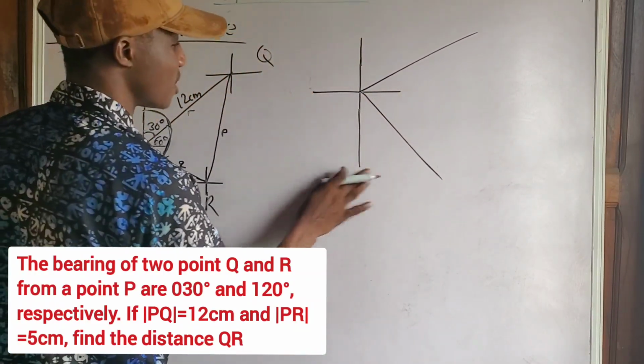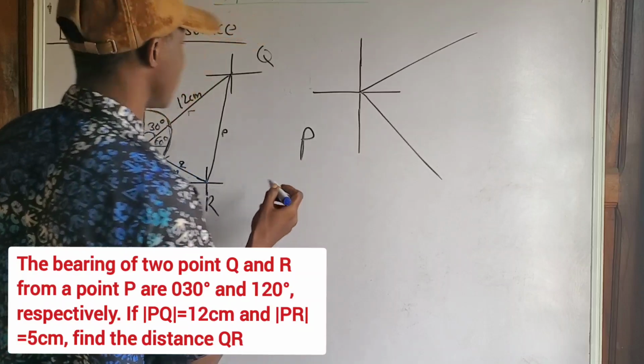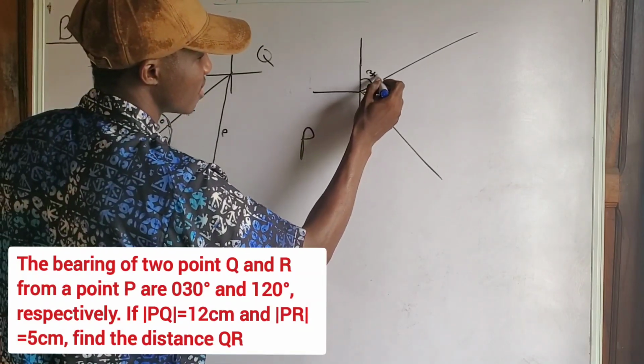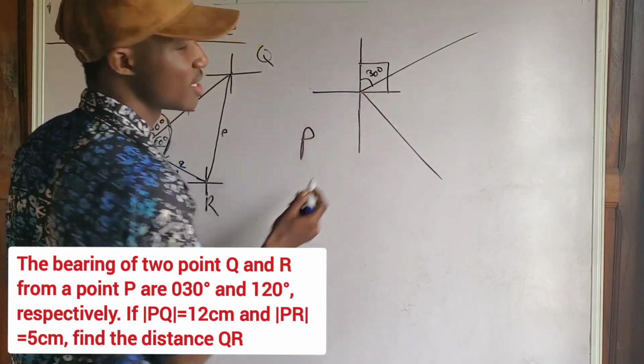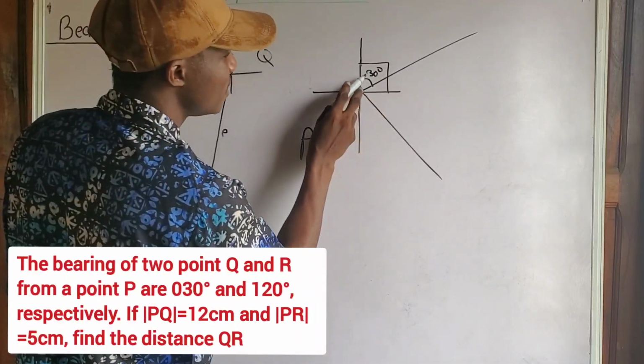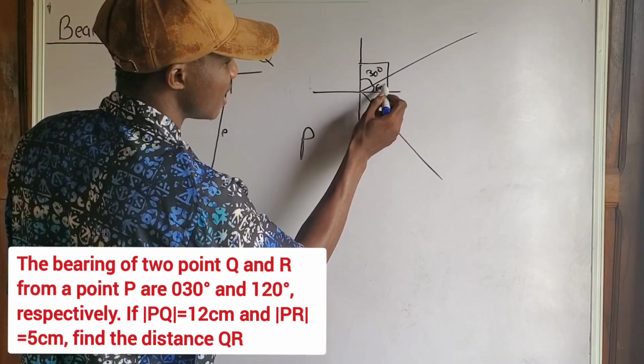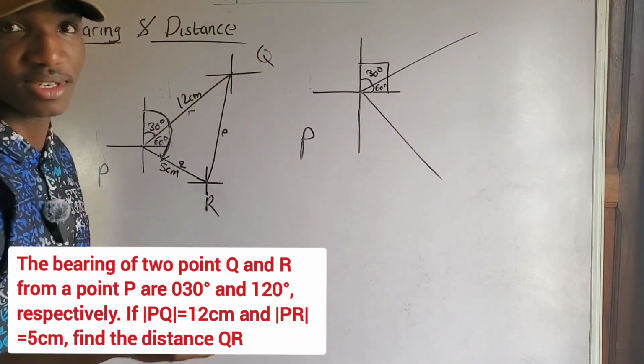Okay, this is point P, okay? Now, this one is 30 degree. Now, from this point to this point is what? 90, right? You know? So, if this is 30 degree, this is what? 60 degree. That will be what? 90 minus 30 degree.